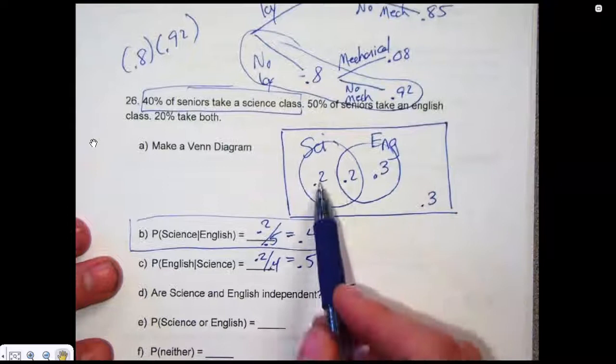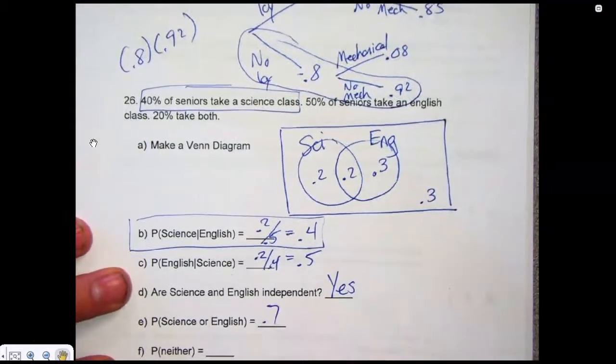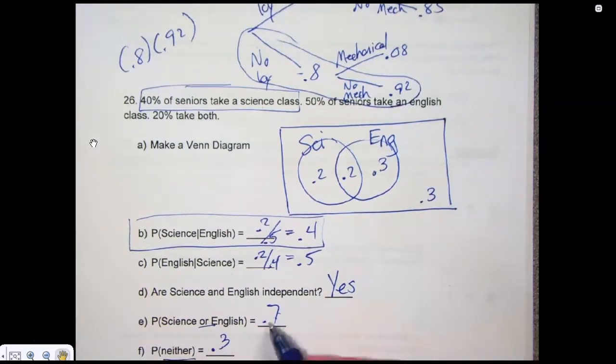Science or English, you're just going to add up all three of those numbers. That's 0.7, and then the neither is 0.3. And these two numbers, the or and the neither, should always add up to 1. And they do, so we're in good shape. Okay, the Frappies.